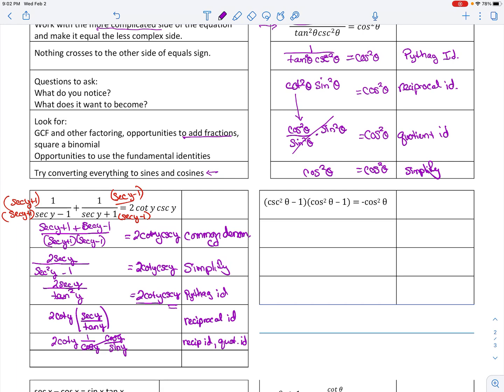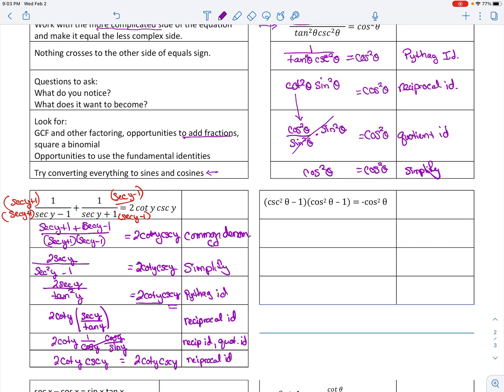And that can help us see that now we have a 2 cotangent of y times a 1 over sine. And 1 over sine is the reciprocal of cosecant. And that's what we're trying to achieve. 2 times the cotangent of y times the cosecant of y is 2 times the cotangent of y times the cosecant of y.